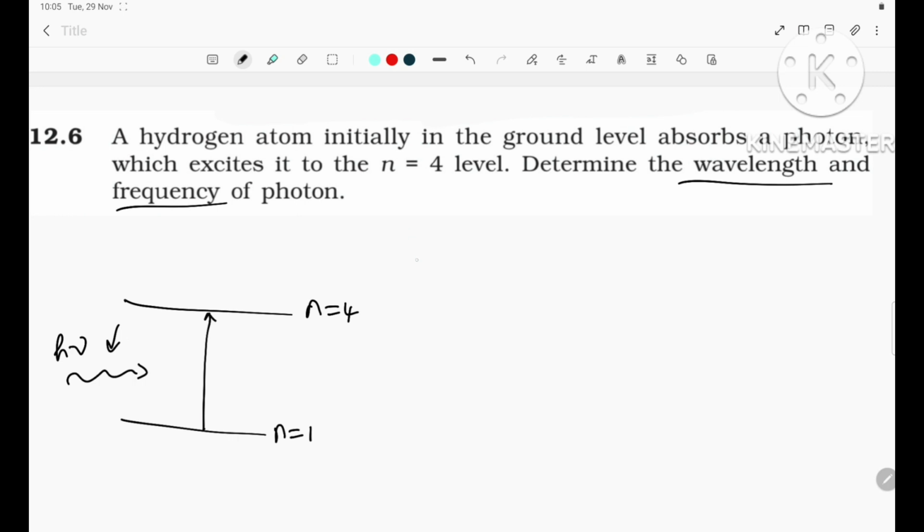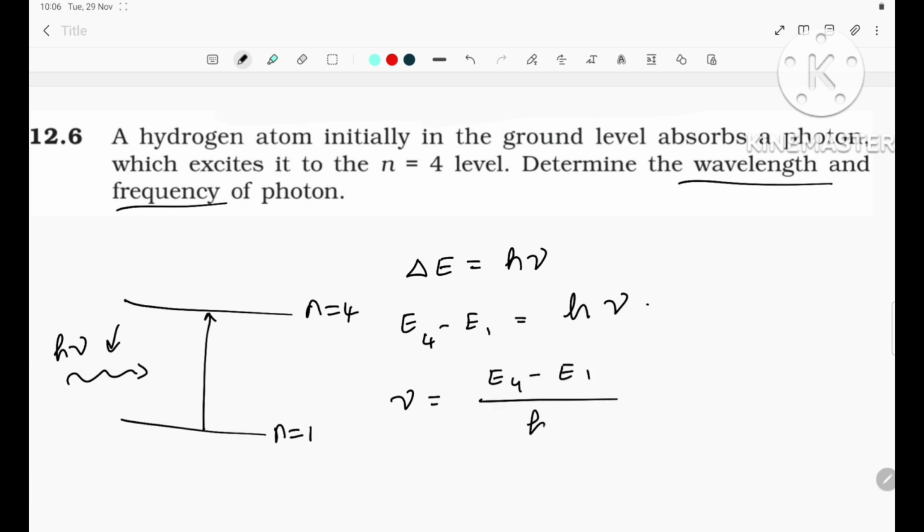You know very well that the energy of the photon is delta E, h nu. What is delta E here? E4 minus E1, that is your delta E. It is equal to h into nu. So from this equation, nu is equal to E4 minus E1 divided by h.